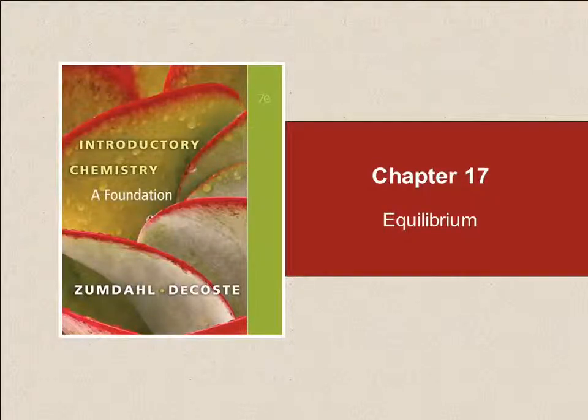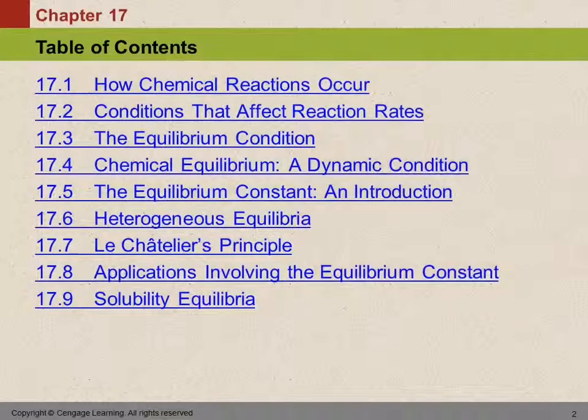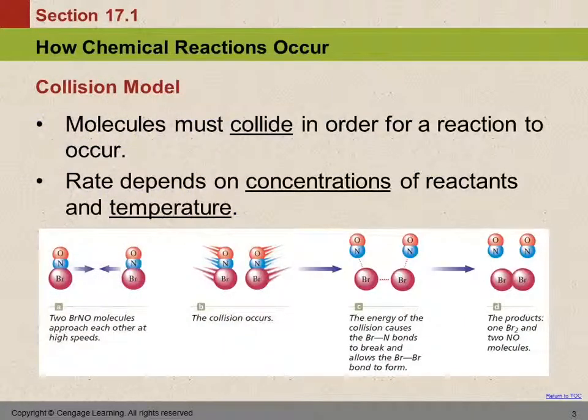Chapter 17, Equilibrium. We're only going to talk about highlights of this chapter as well. One thing that's important to talk about is a collision model, which helps us to explain how chemical reactions occur. According to collision model, molecules must actually collide. They must meet, right, in order for a reaction to occur.